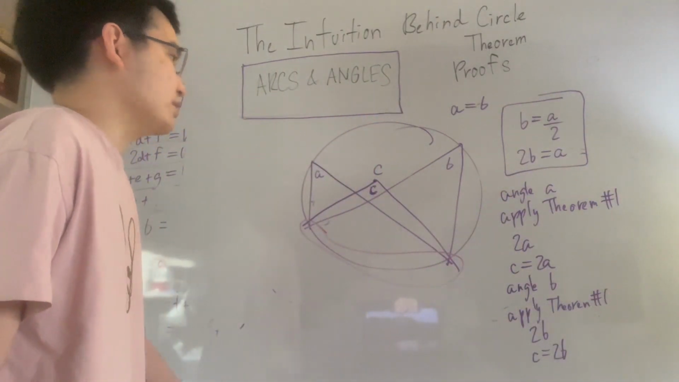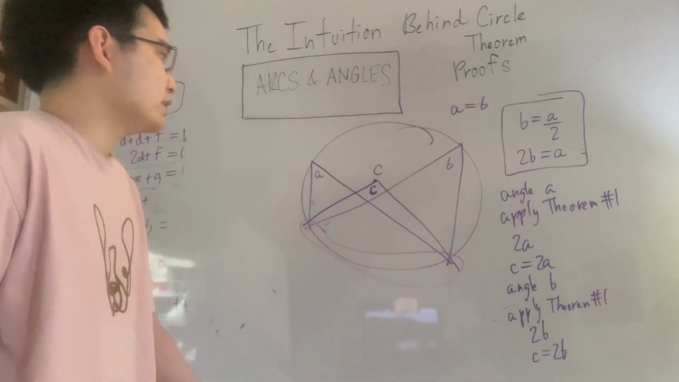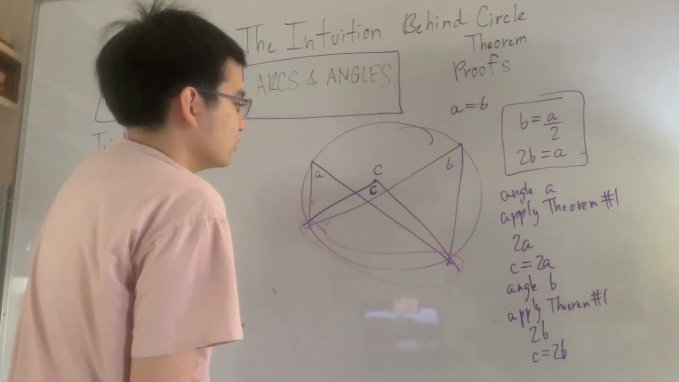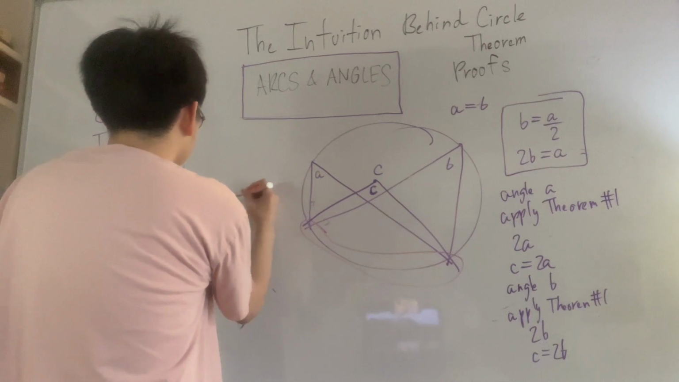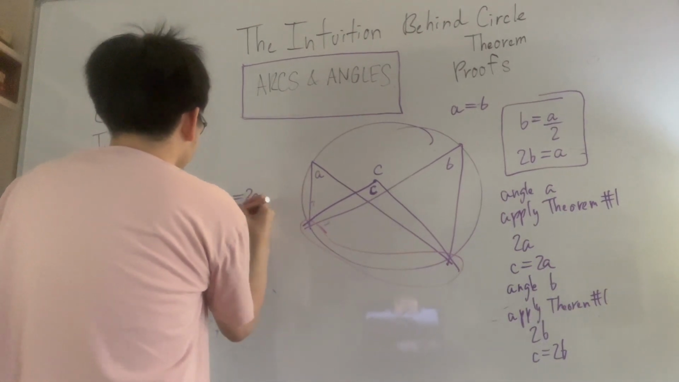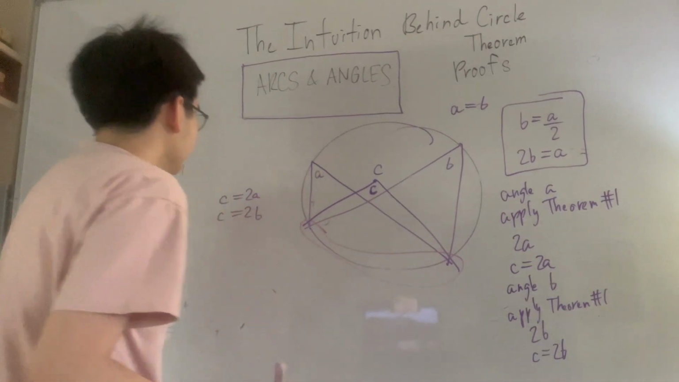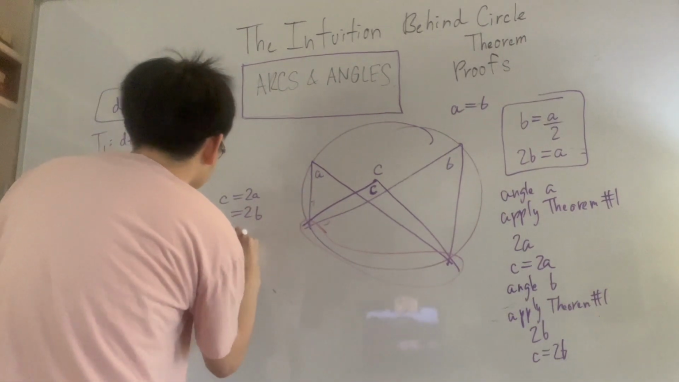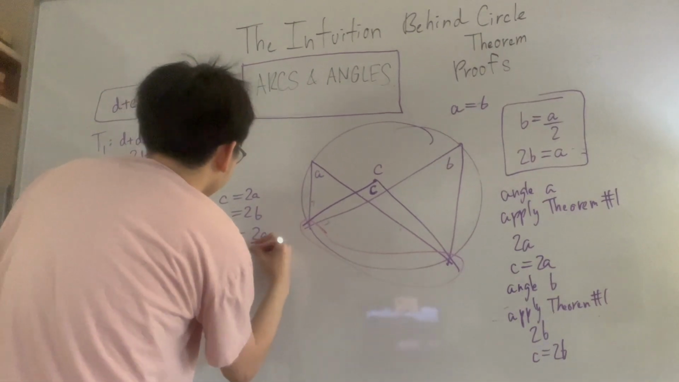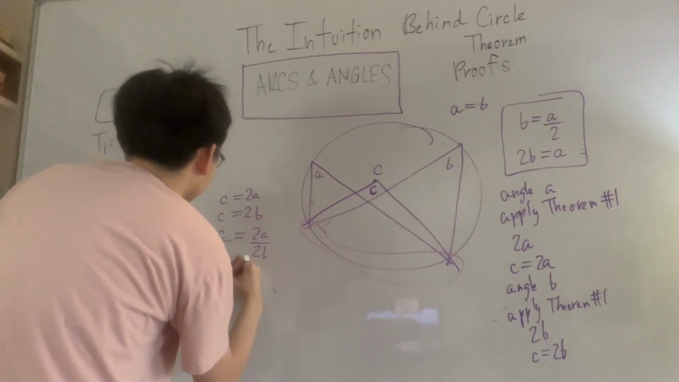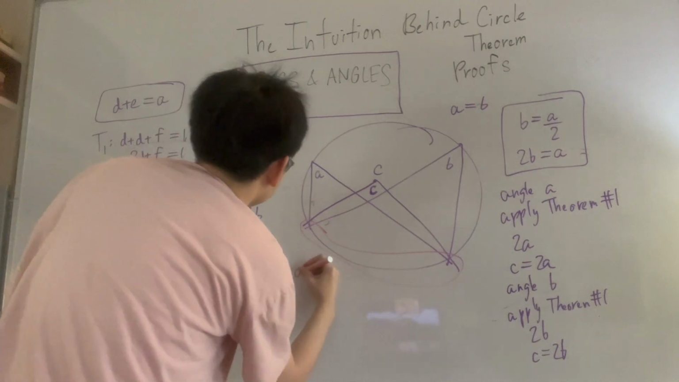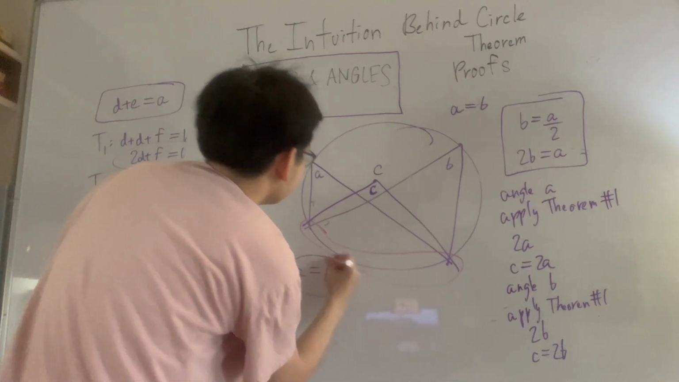So if you want this in a ratio form, which is how you do a similarity argument, you get that C equals 2A, C equals 2B, and I can just divide these two equations by each other. So C over C equals 2A over 2B. C's cancel out to become 1. 2's cancel out to get A over B. Cross multiply, you get A equals B. Done.